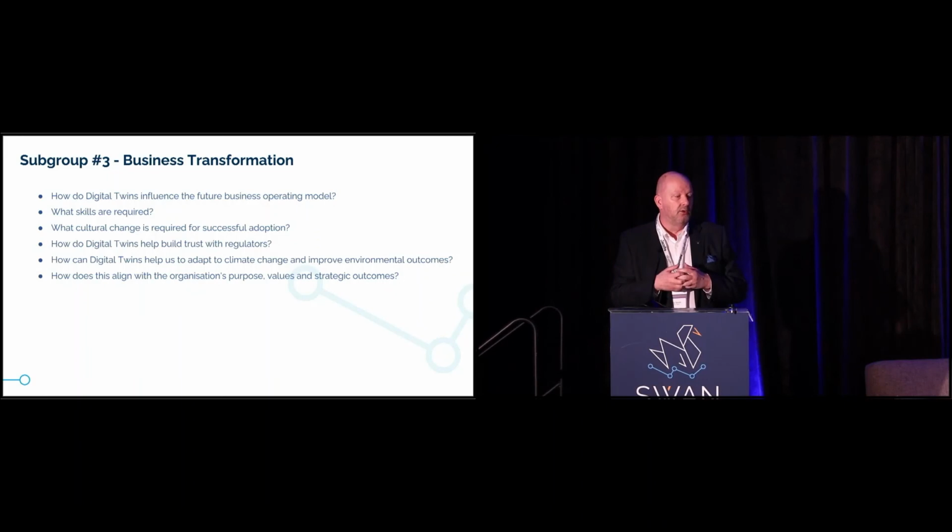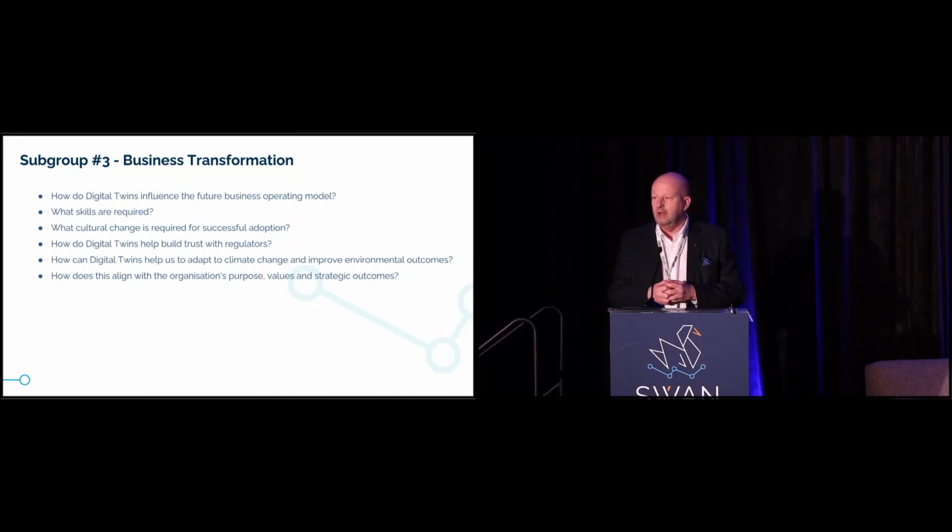How do digital twins help build trust with our regulators? In the UK, we're heavily regulated. How do we share that information and actually get a better relationship with our regulator? And also, how do digital twins help us adapt to climate change? We've heard a lot about carbon. We're seeing benefits from our digital twins in terms of carbon reduction, and it's one of the key measures and metrics. My organisation has pledged that we will be carbon neutral by 2030. That is not long. That is not long for a water utility.